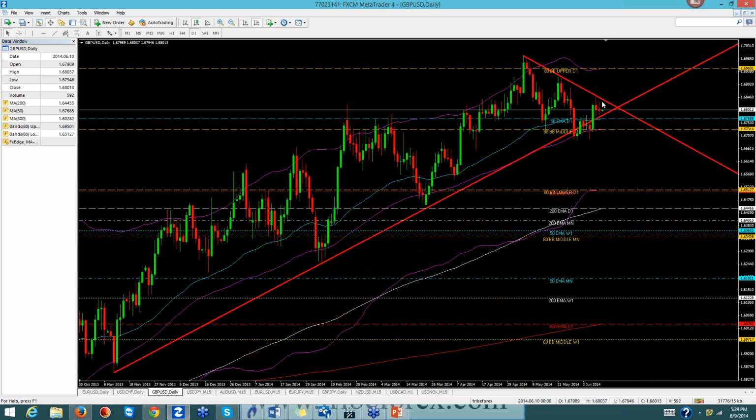I don't know if it's going to be today or if it's going to be tomorrow, but we definitely are in some form of consolidation. We are in the apex. That is a place where the market is most likely to break up or break down. We don't know what direction it's going to break.